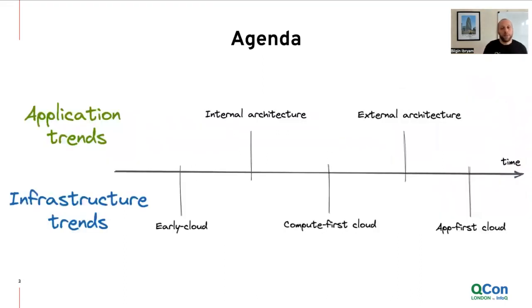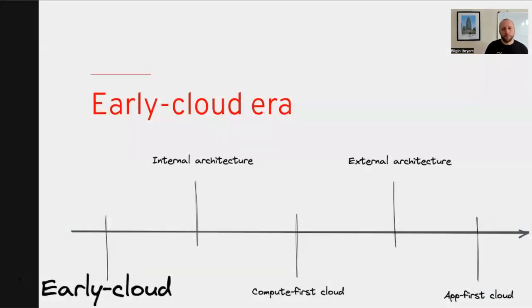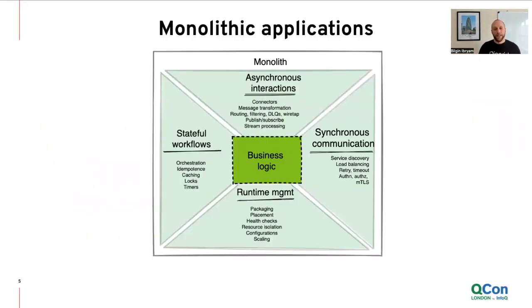So what we'll do is look at how applications have been changing from monoliths to microservices, functions, and whatever is coming next. Also, we will look at how infrastructure is evolving in the form of cloud services and how it is shaping the application architecture. So let's get started by looking at the pre-cloud and early cloud era.